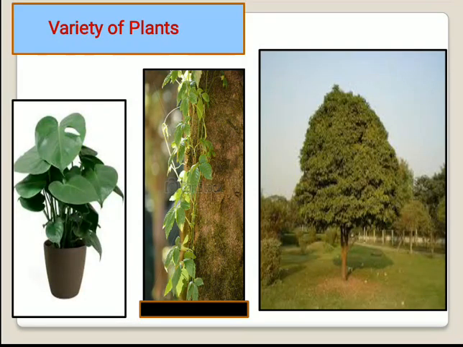Look at these pictures. You can see three different types of plants. Some are in different shapes and sizes. Some plants are big, some plants are small. So we can say there is a variety of plants in the world.